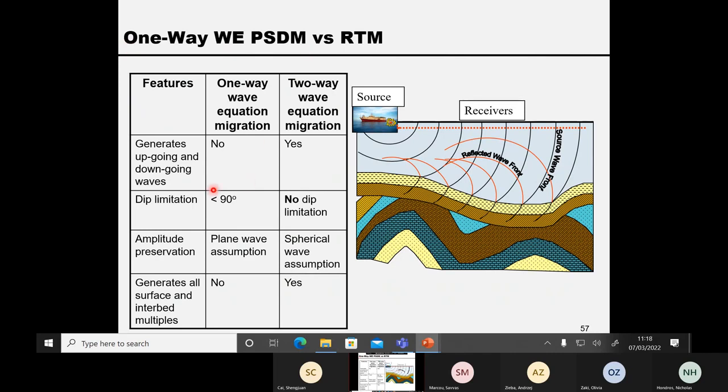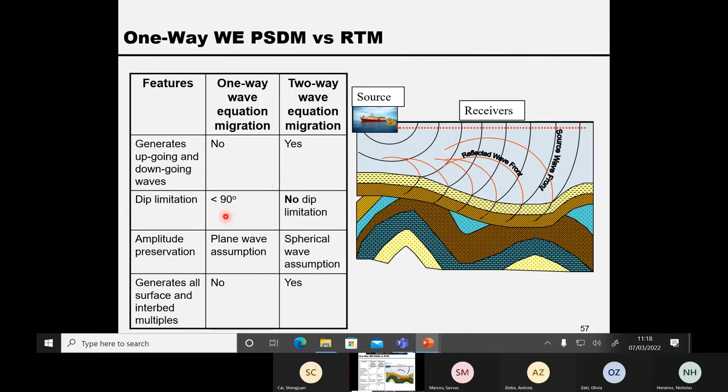So let's see. First of all, for the one-way wave equation, we only generate one downgoing wave, we do not generate the upgoing wave, right? So this one-way wave equation migration does not generate both waves, only one. But the two-way wave equation, you generate both.